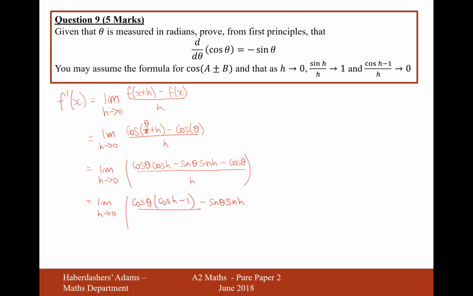Now what we can do is split this up into two separate fractions and say that they're both over h. Now what we'll do is we'll now take limits. Now cos theta, that's like a coefficient as h tends towards 0, but we know that cos h minus 1 over h will just tend towards 0, so this term here will just effectively become 0, and sine of h over h, that will become 1, so the answer to this question is just minus sine theta.